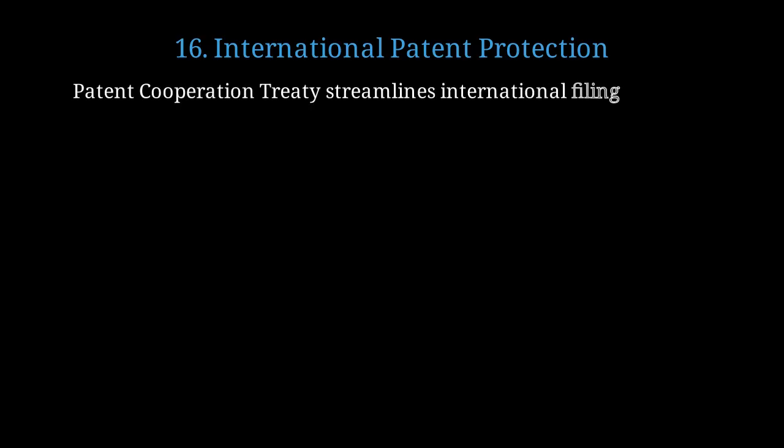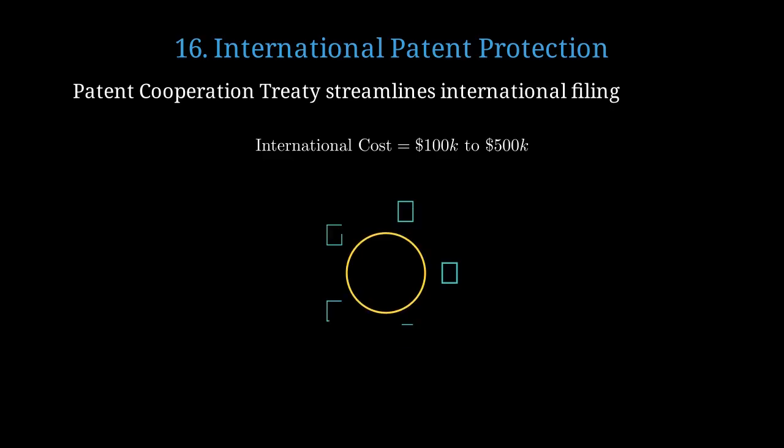For global markets, international patent protection becomes important but expensive. The Patent Cooperation Treaty, or PCT, streamlines international patent filing by allowing a single application to cover multiple countries. International patent protection costs range from $100,000 to $500,000, depending on how many countries you file in. International patent protection is essential for global markets, but comes at significant cost.